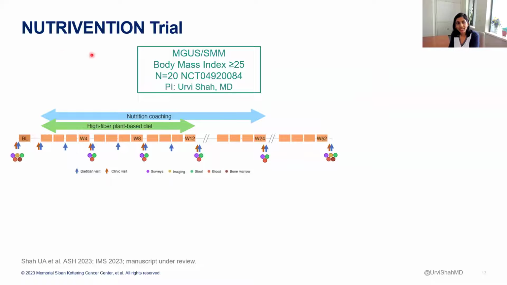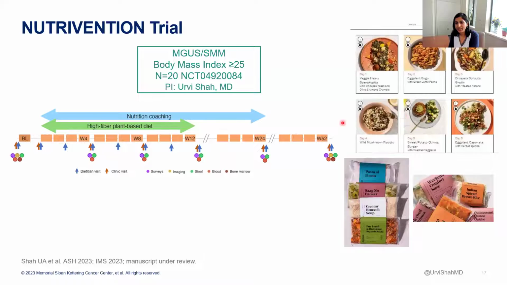So because of these studies, we decided to do the Nutrivention trial where 20 patients with a BMI over 25 with MGUS and smoldering myeloma were included in the study. Patients got 3 months of a high fiber plant-based diet, 6 months of coaching, and they were followed for a year on the study. We shipped them lunch and dinner for 12 weeks. We would send them frozen meals once a week in partnership with a company, Plantable.